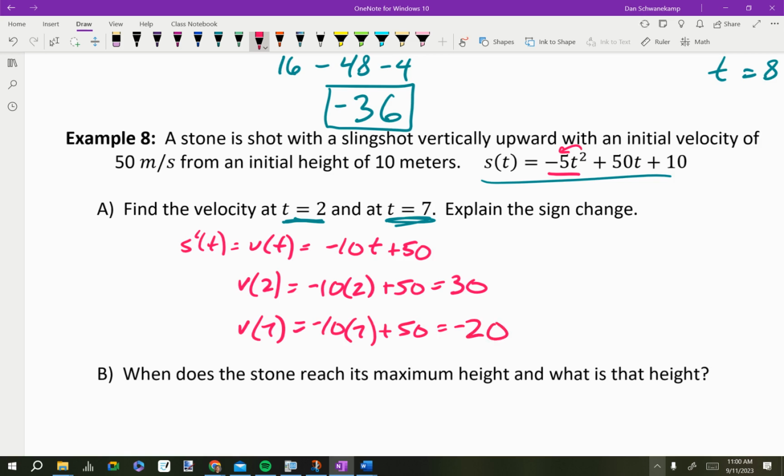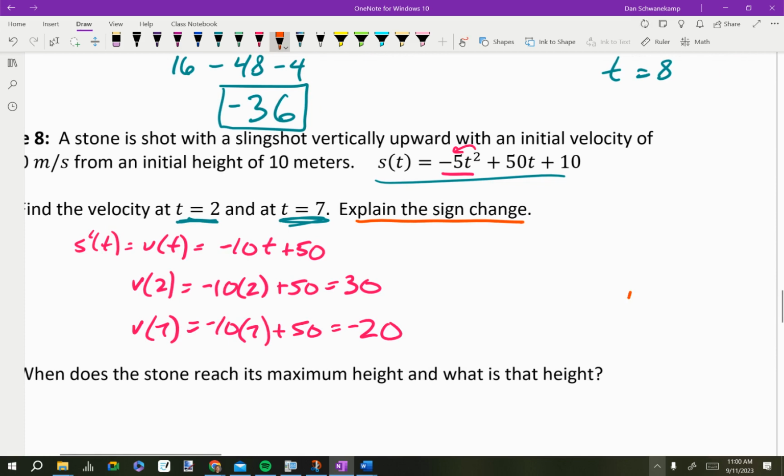So the question is, explain the sign change. It changes signs. It goes from positive to negative. Anybody have a good reason for us having a sign change there? We take that ball, we throw it up, and it starts coming back down. Why do we have a sign change? What's happening? Luke? It's going up and then it's going down.